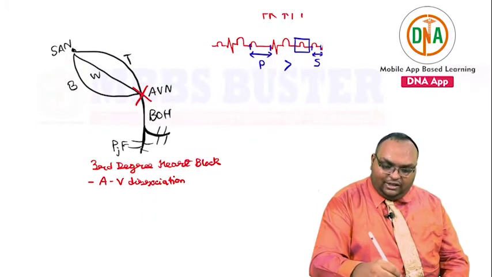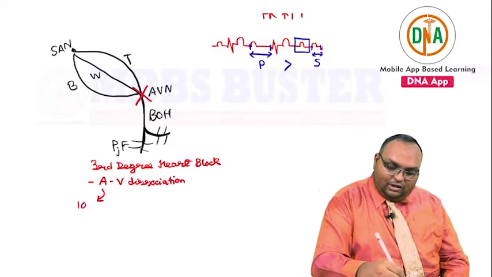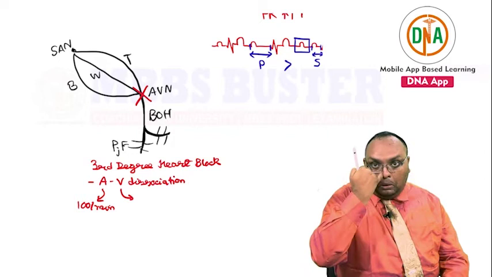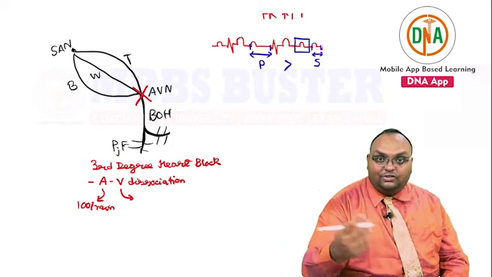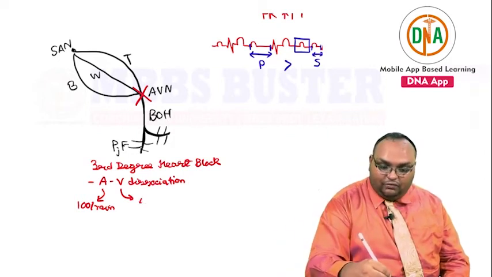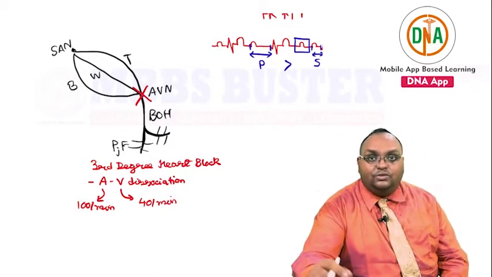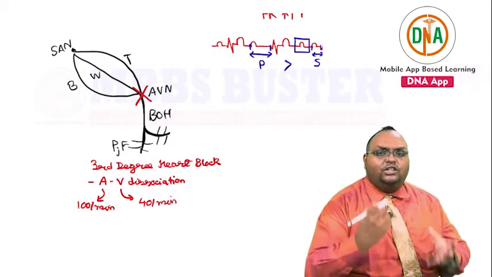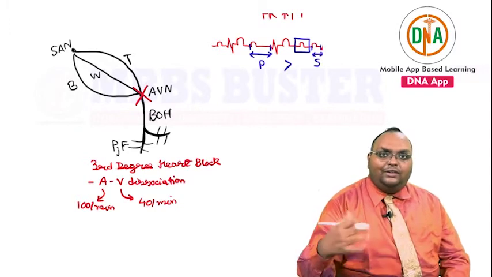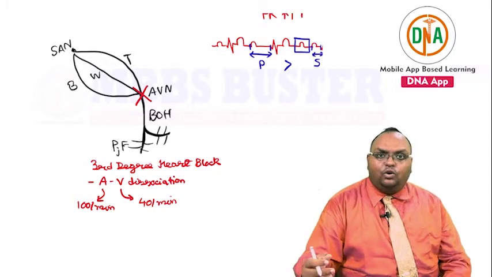The atria fire at the SA nodal frequency of around 100 per minute, whereas the ventricles beat at the frequency generated intrinsically by the bundle of His at around 15 to 40 beats per minute. So it is one of the cases where you see an atrioventricular dissociation, the atria and the ventricles firing at their own merry rates without any coordination with each other.